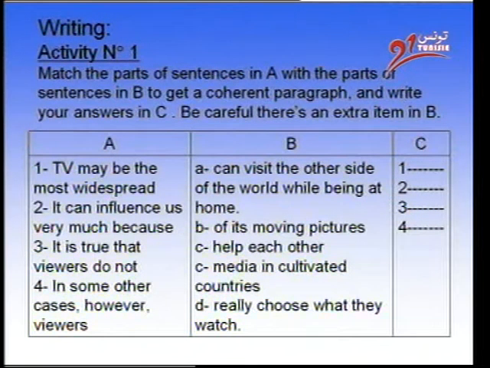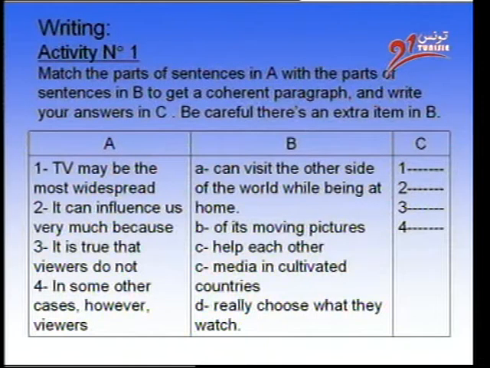It is true that viewers do not what? Here, actually, we need a verb which is put in the negative form. It is true that viewers do not can? Can is a modal. It is true that viewers do not help each other? Do we need this? Is it the right meaning? Viewers do not help each other. It doesn't make sense because we don't need this.